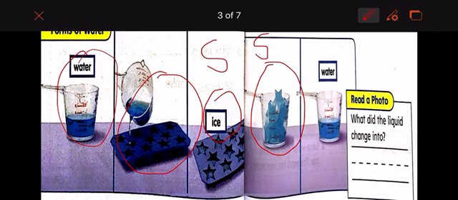It can change back into a liquid by melting, right? So ice melts. It can change into a liquid. A solid will melt when it is heated. Ice will melt when it gets warm. So it goes back to water. All right? So let's solve together this.